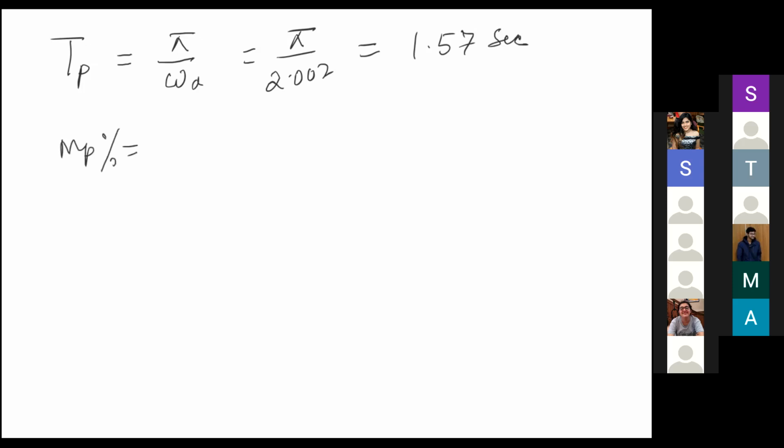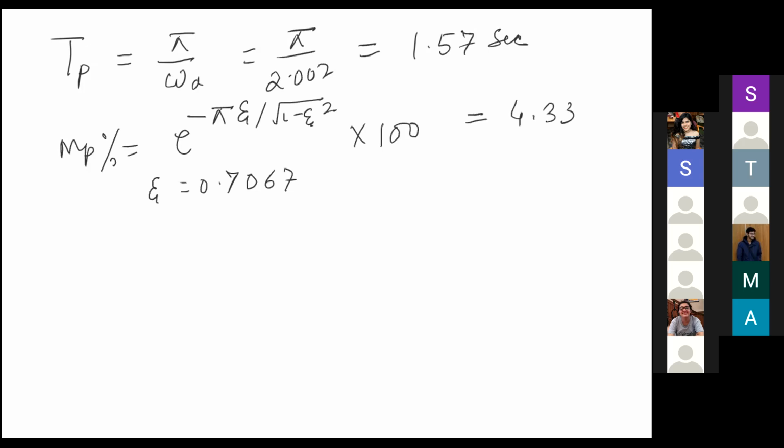Now what is Mp? Mp in percentage is e to the power minus pi zeta under root of 1 minus zeta square, into 100. If you are going to fill in the value of zeta, which in our case is 0.7067, then it comes out to be 4.33%. Now settling time is 4 upon zeta into omega n. If nothing is mentioned in your question, for example we are not mentioning the specified range, then you have to assume plus minus 2%. And it comes out to be 2 seconds.